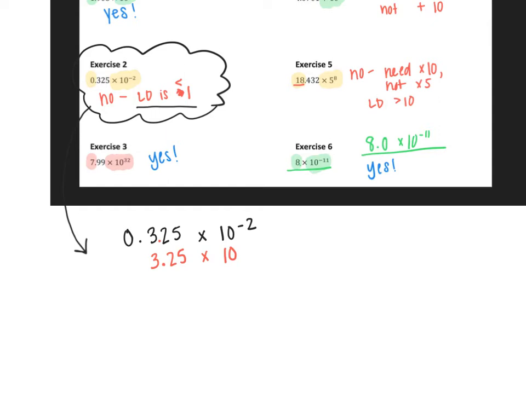I identify where I want my leading digit to be. I want it to be right there. Well, if I did that, then I'm moving this one space back. Okay? So how is that going to change my exponent? Is it going to get bigger or smaller by one space? Let's think about it for a second.